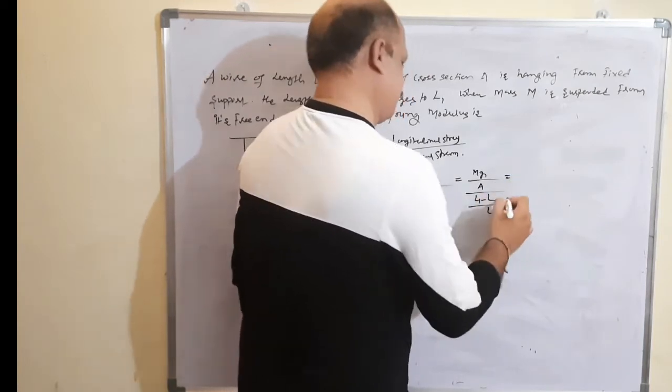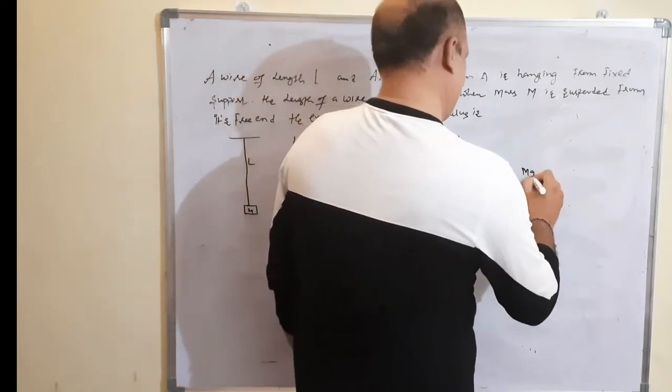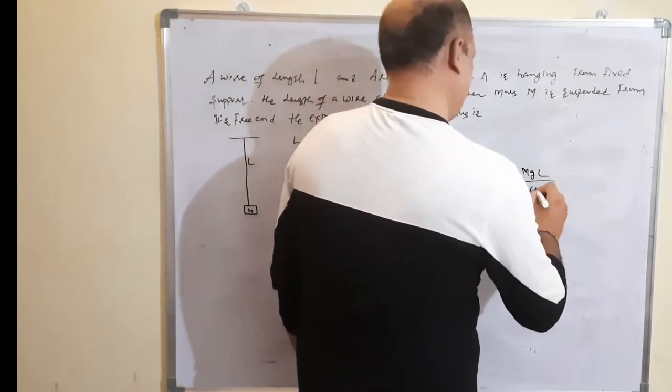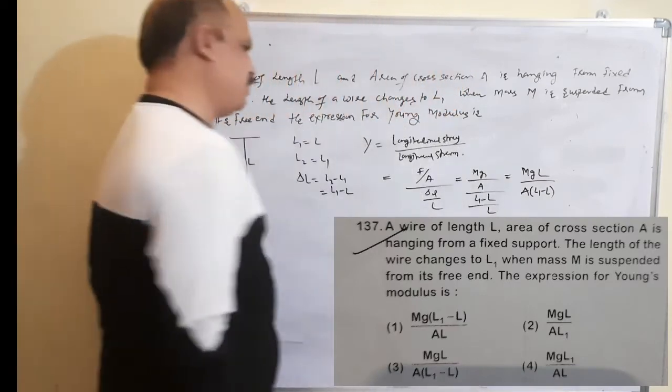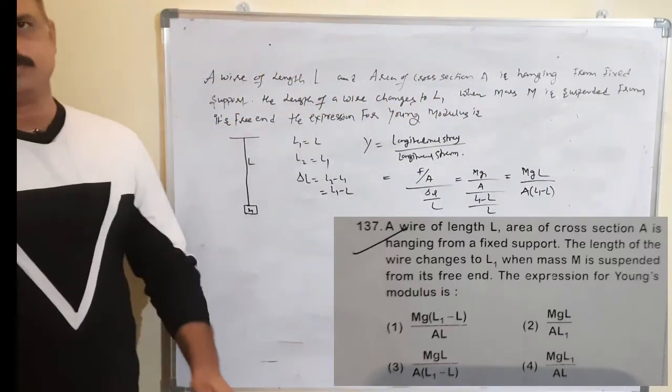Right. What is our final answer here? mg into L by A into L1 minus L. This is the solution of this question.